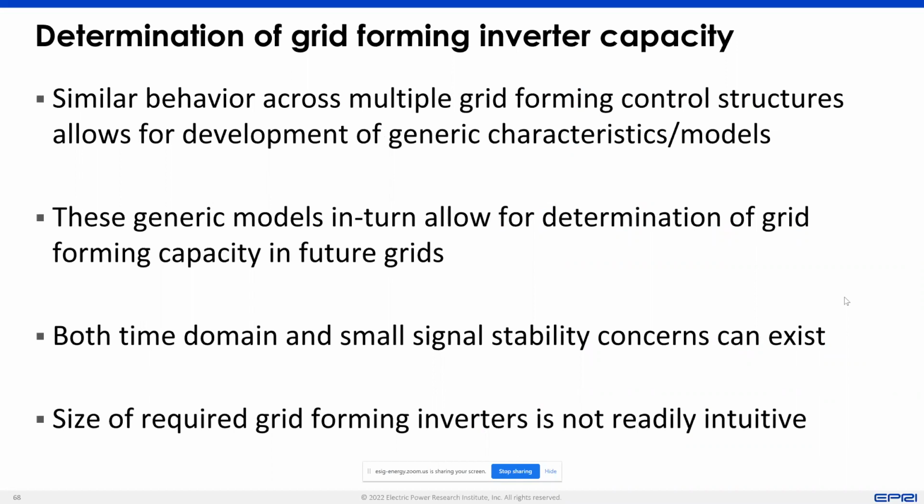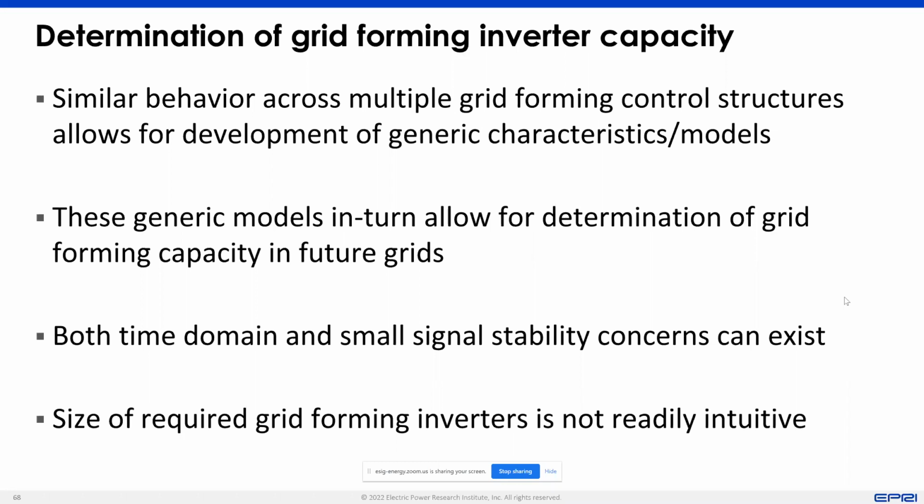We're probably running out of time, but I think we should be able to complete. So where we transition from this is, once we define the performance and the type of behavior, how do we determine the size of the inverter, or what capacity of grid forming is required? What kind of process should we put into place to determine that? Because there are similar characteristics across these different grid forming control types, we can, at least for an initial calculation or study, start using generic representations.